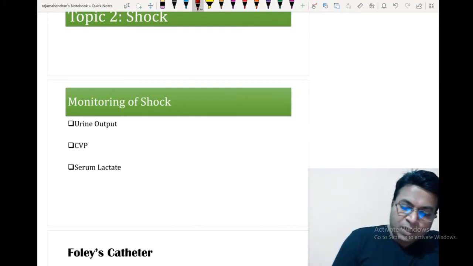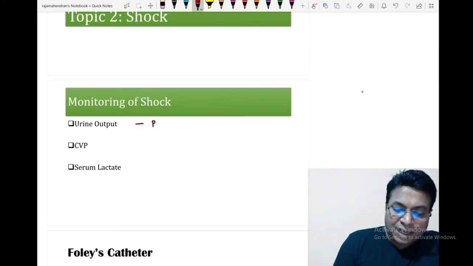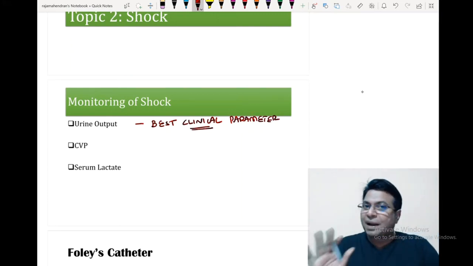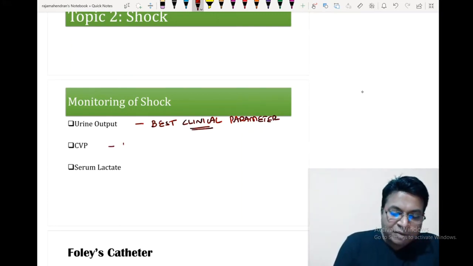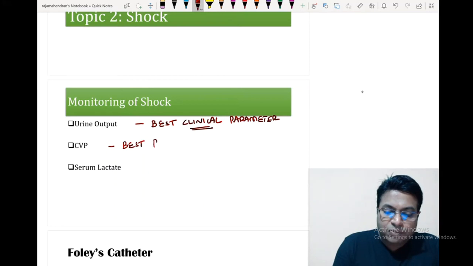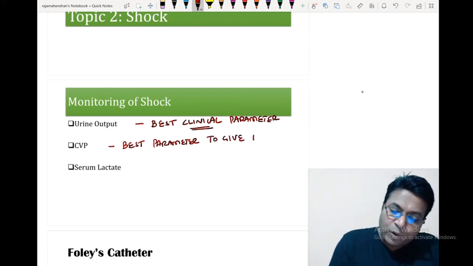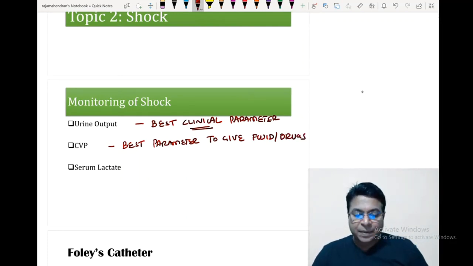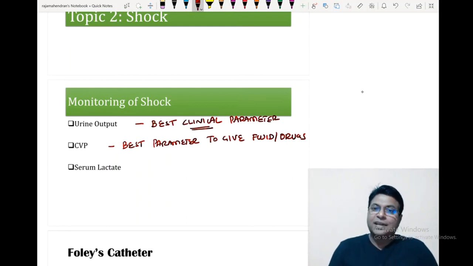You can use it. So monitoring of shock, the best clinical parameter, a 1000 times asked MCQ, you should never miss this MCQ. Best clinical parameter is urine output. Central vein pressure is the best parameter in a shock to give fluids and drugs. I want to calculate the dosage. For that, this is the best. Central vein pressure is the best for calculating fluids and drugs.